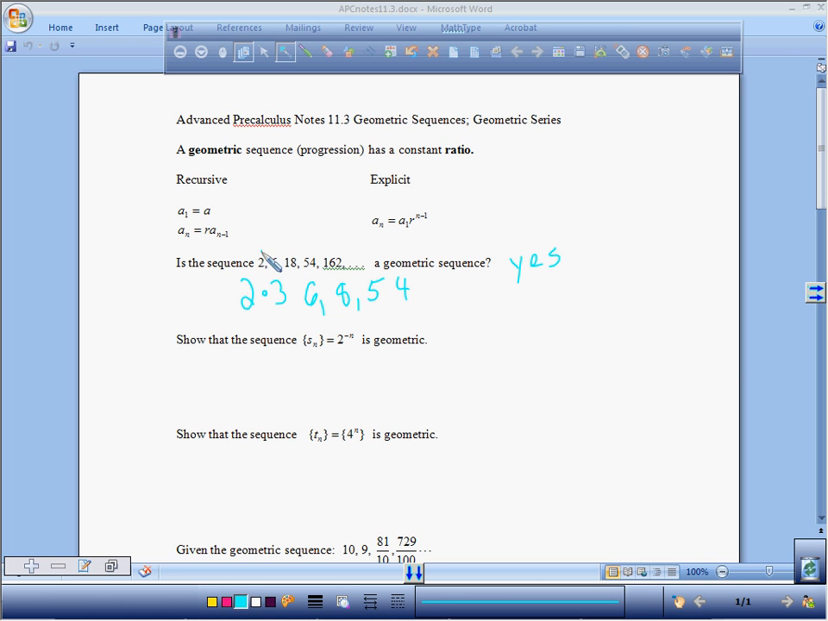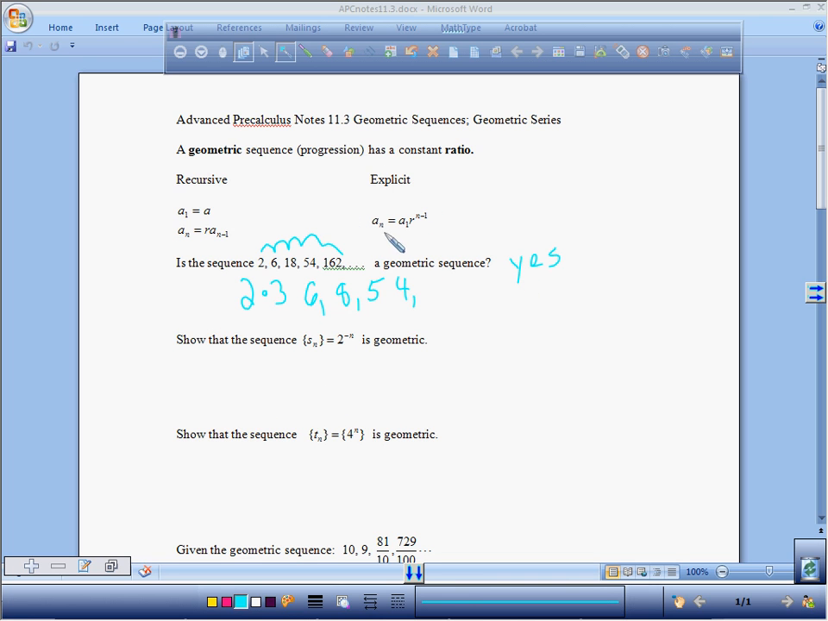Where did I get the 3? Well, what's the opposite of multiplying? Dividing, right? So if I want to figure out what I'm multiplying by to get this number, if I divide and I get the same number each time, that's the number I'm multiplying. If I take a sub n plus 1 and divide it by a sub n, and I get a constant number, that means it's geometric. So in this case, if I divide 6 by 2, 18 by 6, 54 by 18, 162 by 54, I will always get 3. So yes, it's geometric. Okay?